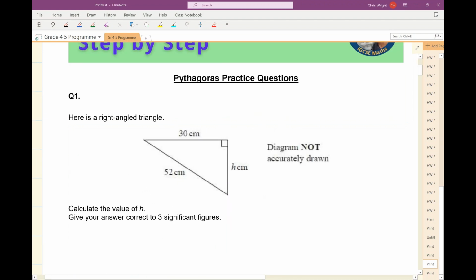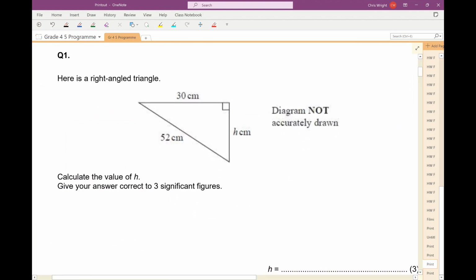Now, question 1 here. I've got a right angle triangle. I'm given two sides, and I need to work out the value of h correct to three significant figures. Right, so I'm going to square the 30, and I'm going to square the 52. And then I've just got to decide, is this a subtract Pythagoras, or is this an add them together Pythagoras? Well, that depends on whether I'm finding the hypotenuse or not. Now, in this case, I'm not finding the hypotenuse. I'm finding one of the shorter sides.